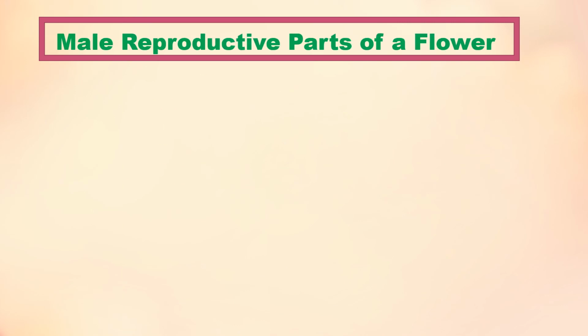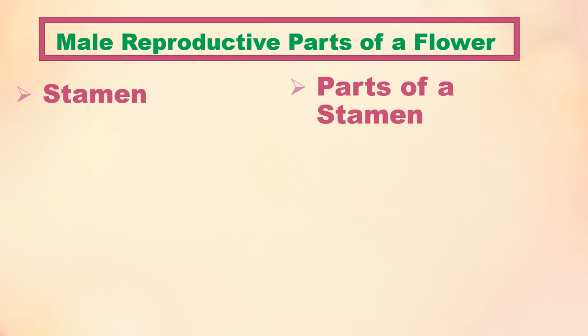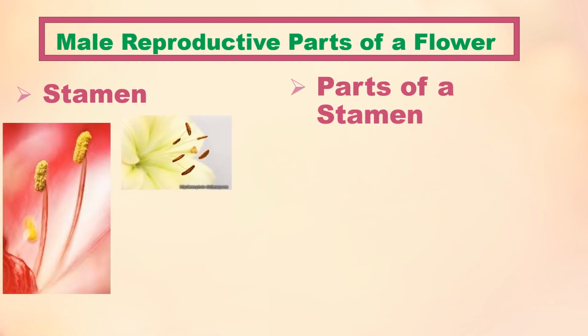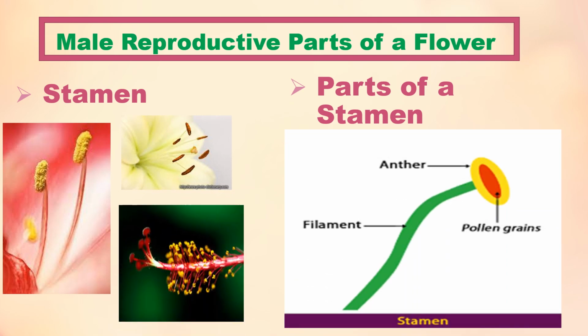Male reproductive parts of a flower. Stamen is the male reproductive part of a flower. It consists of filament and the anther. These are the parts of a stamen. This is the filament and anther. Anther contains pollen grains.